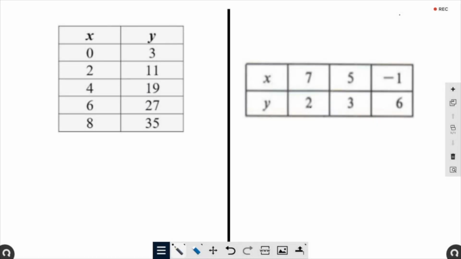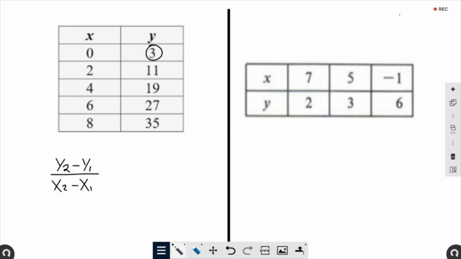To find the rate of change in a table, I need to set up the ratio of the change in y over the change in x. There's a formula I could use: y sub 2 minus y sub 1 divided by x sub 2 minus x sub 1. This would give me the ratio of the change in y over the change in x. So I pick any two y's from my table.